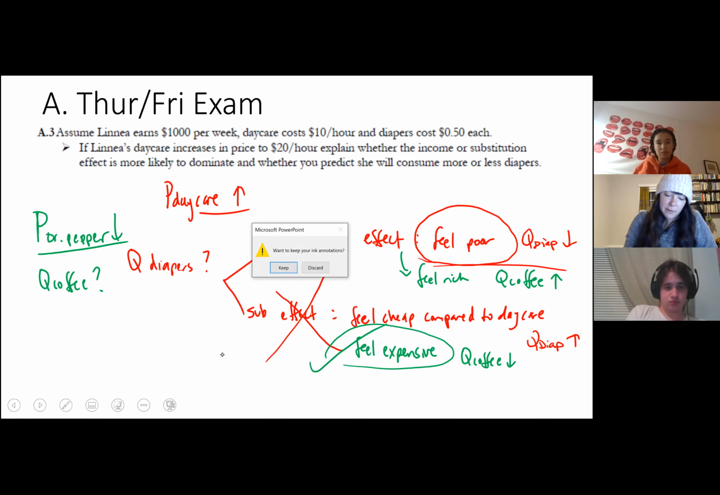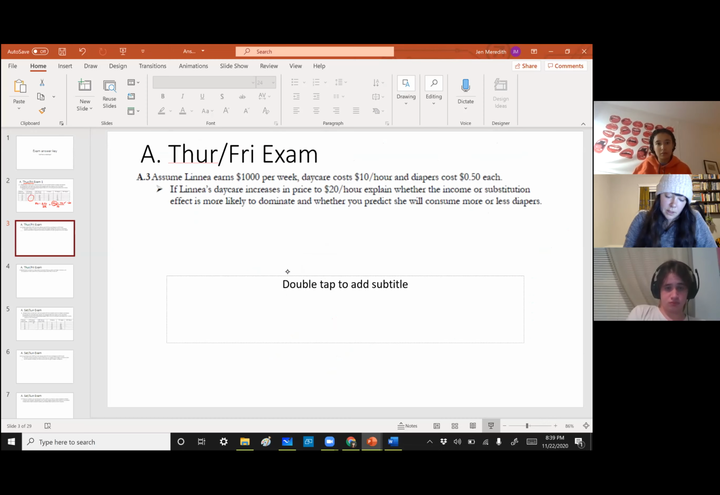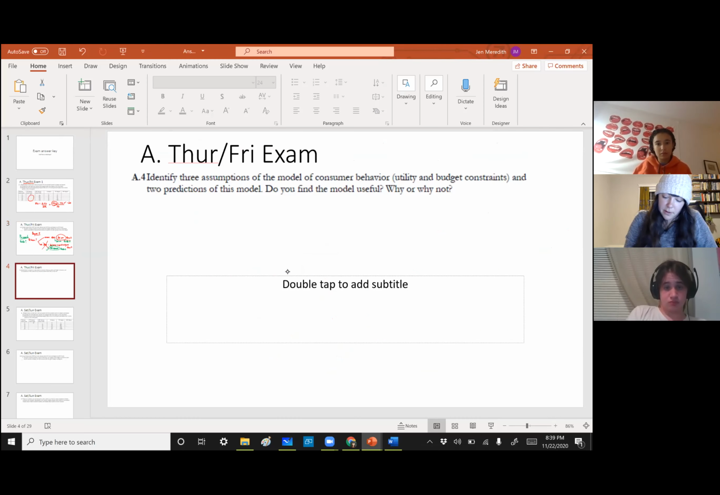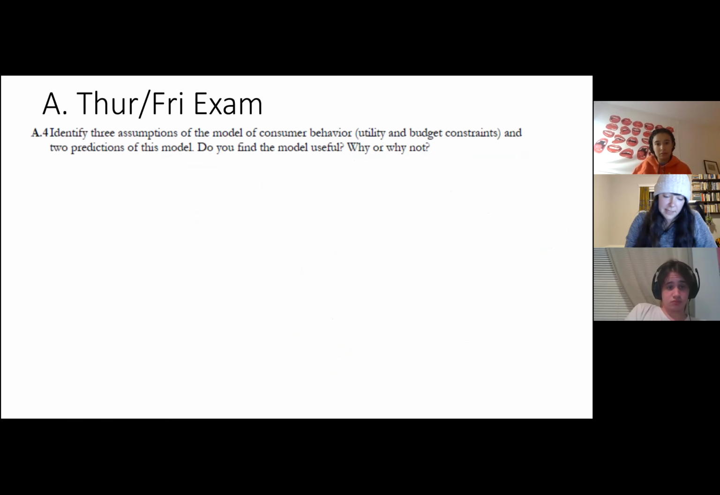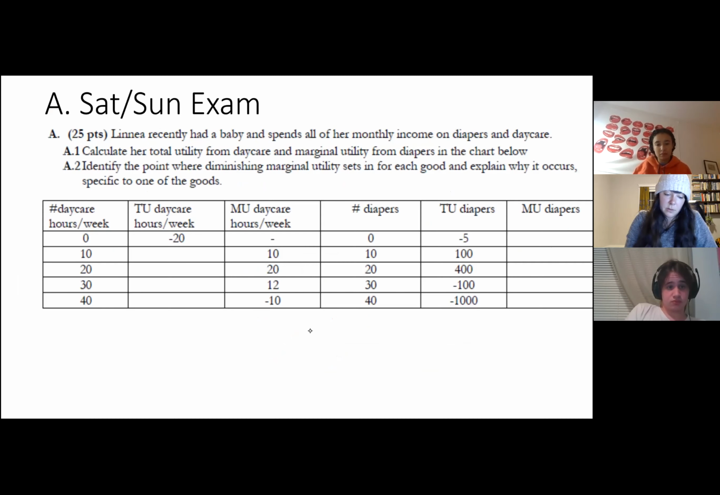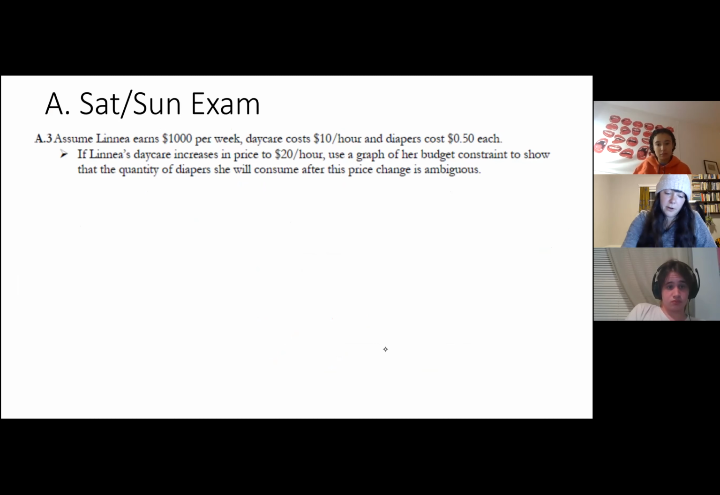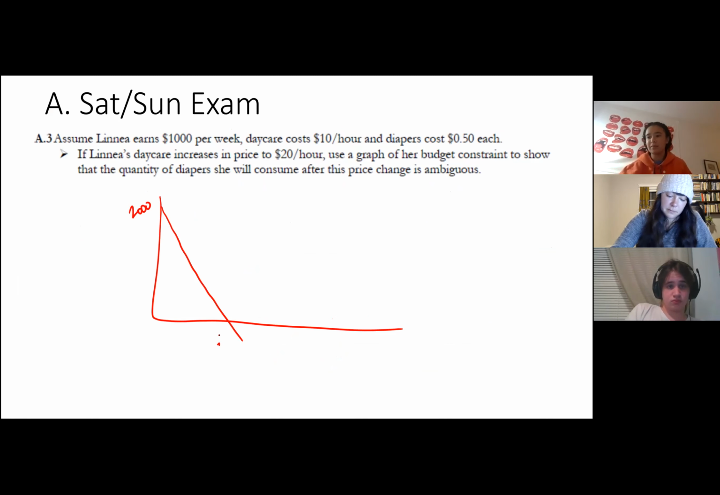Good question. So that was the question on the Thursday-Friday exam. The question on the Saturday-Sunday exam was if her daycare gets more expensive. So it started at like 102,000 or whatever. And then daycare got more expensive, so she could only afford 50 of it.